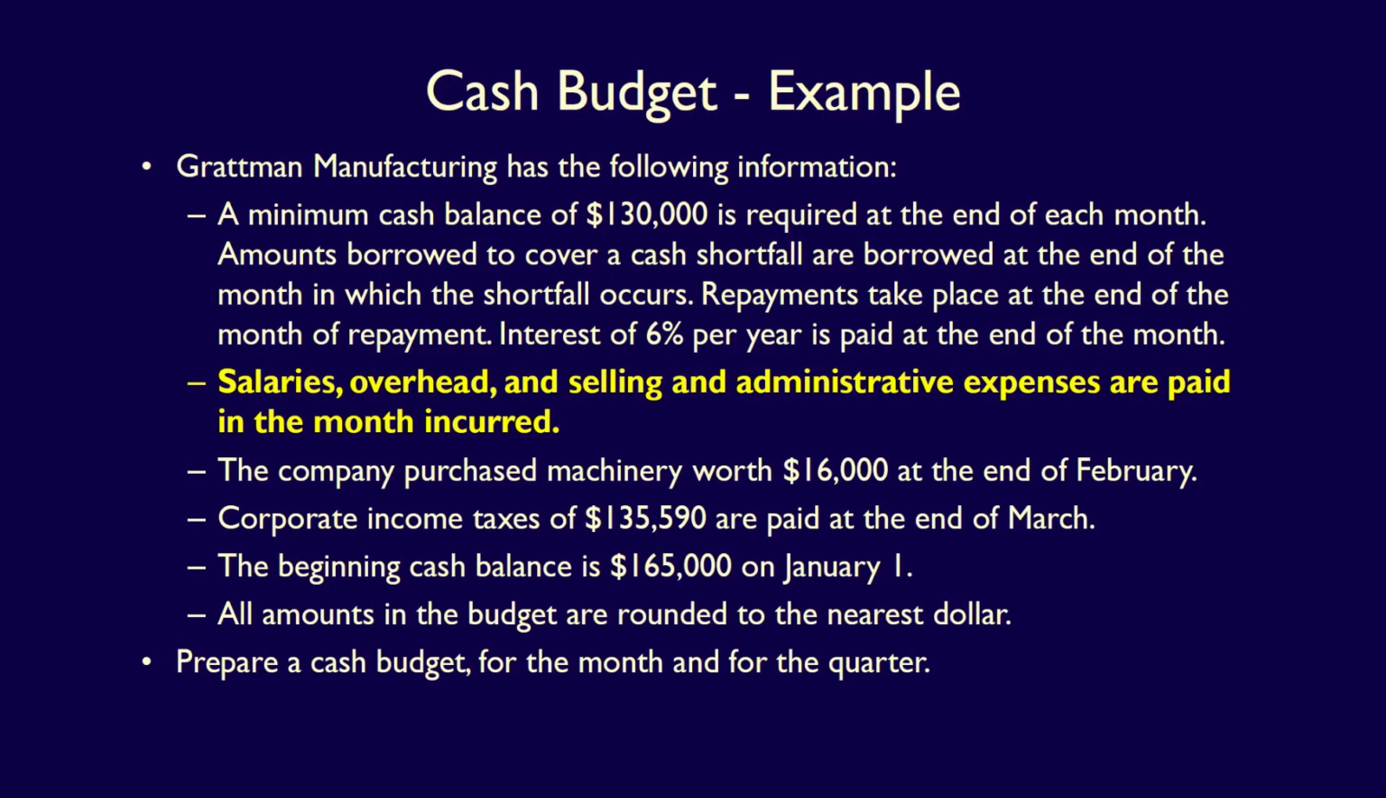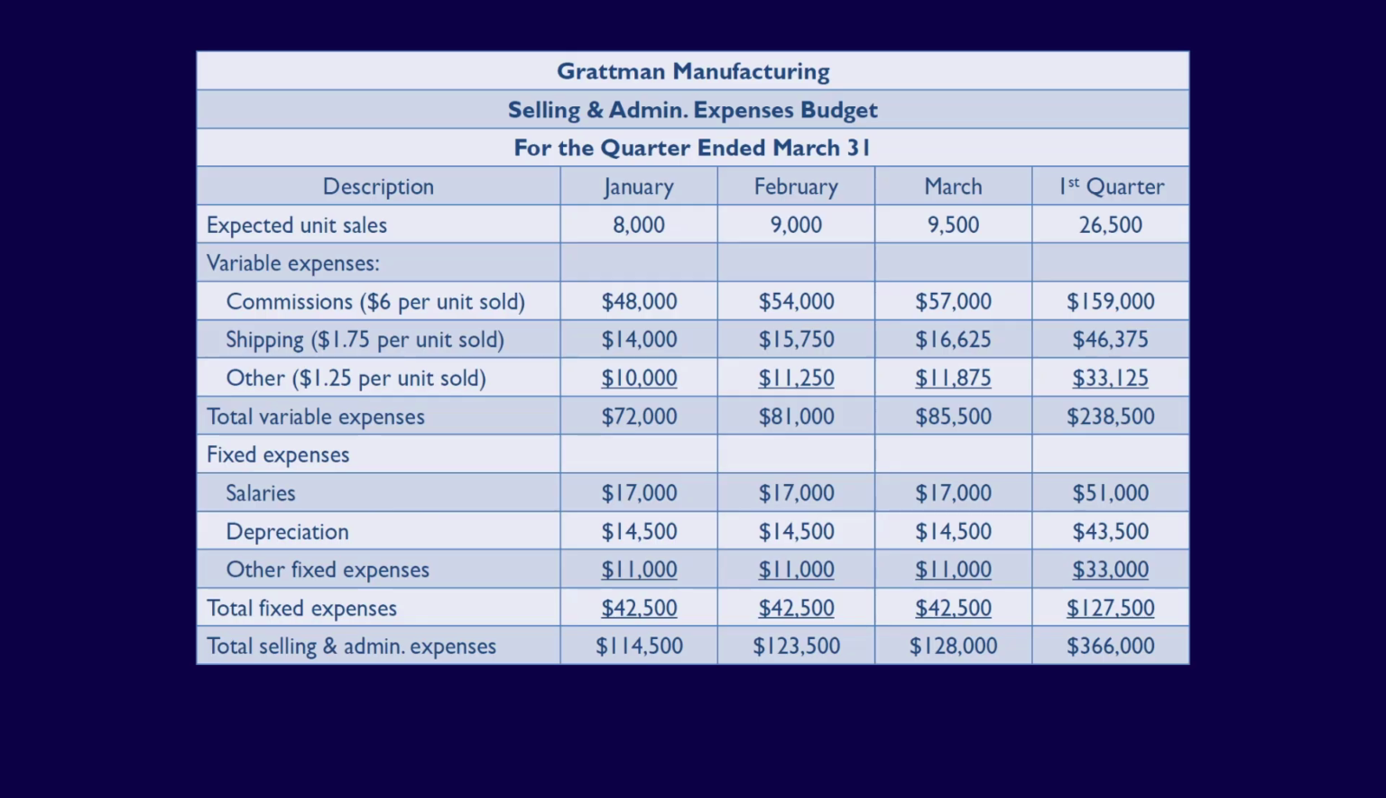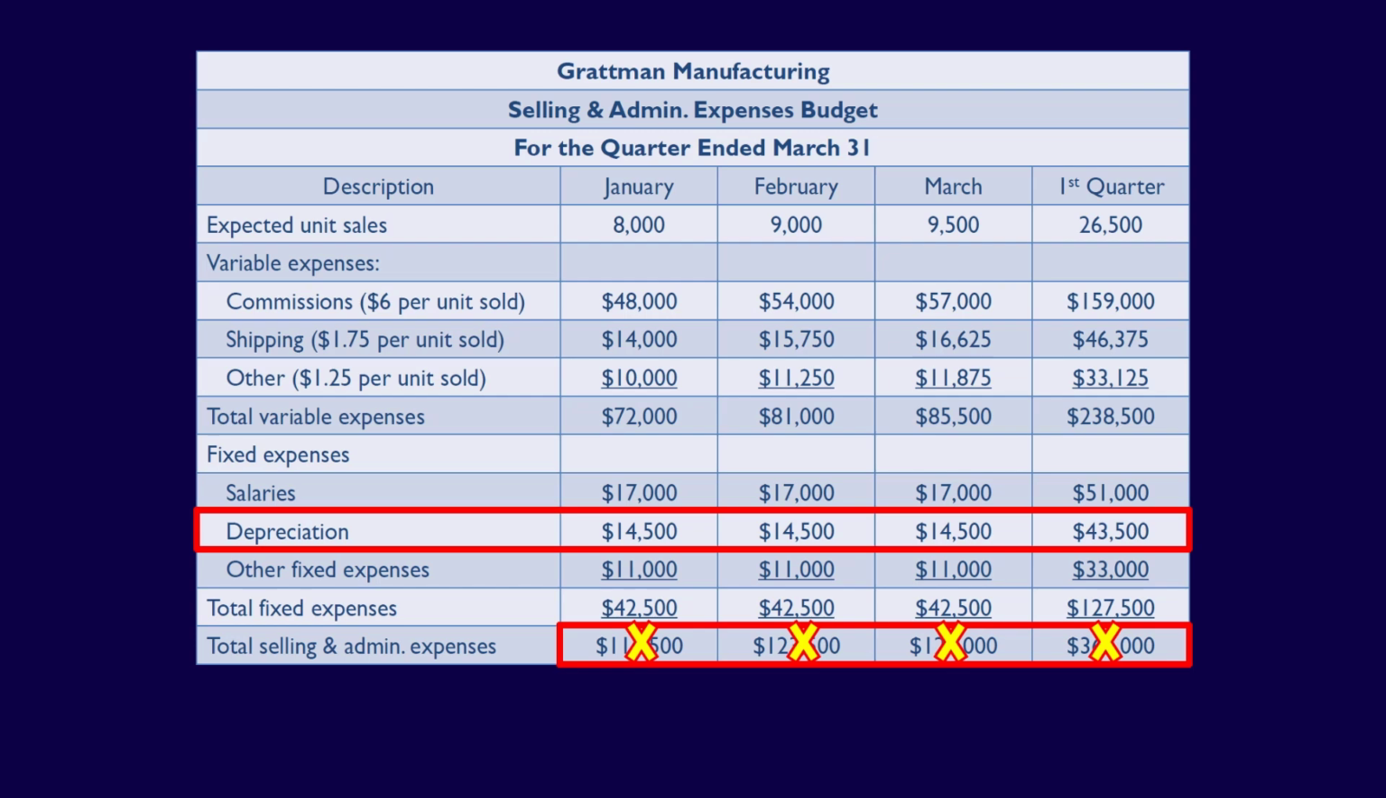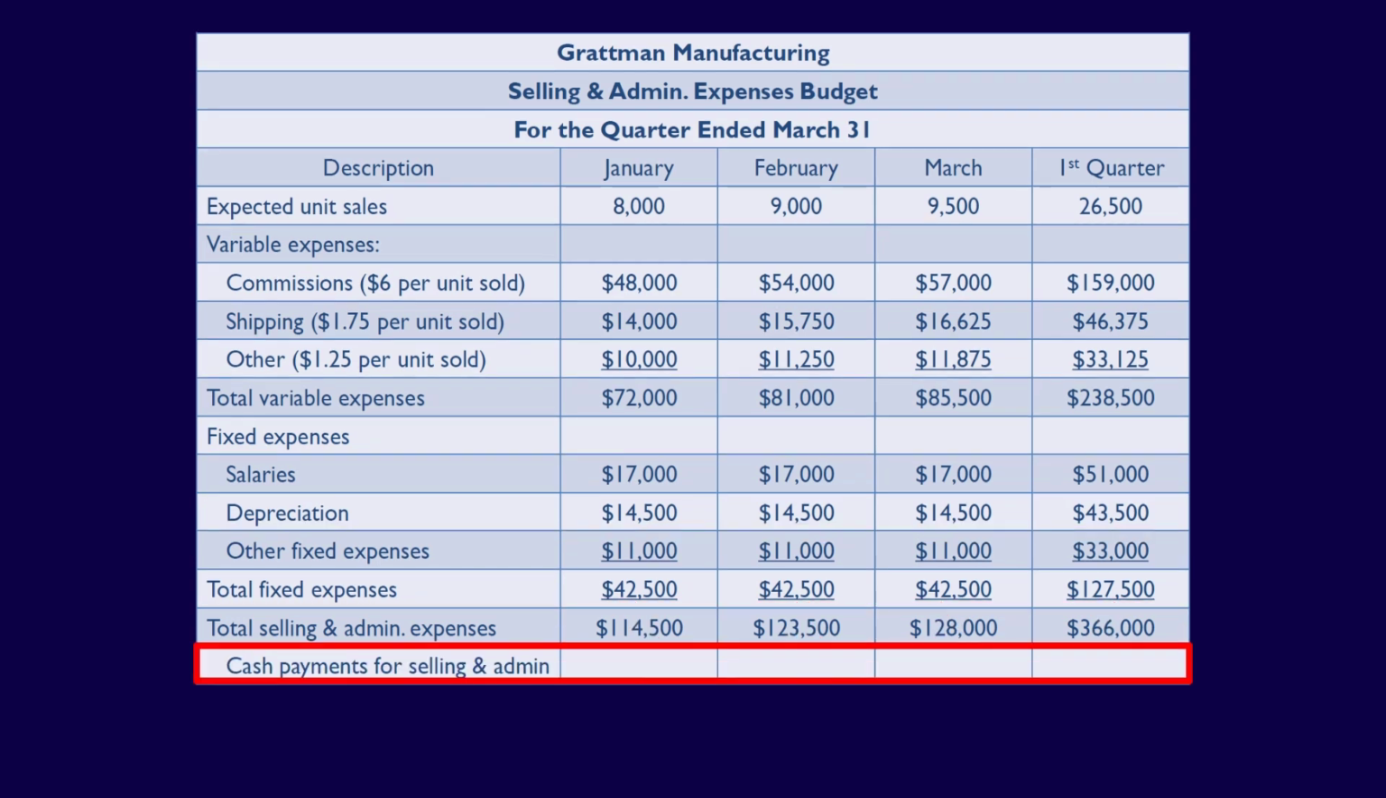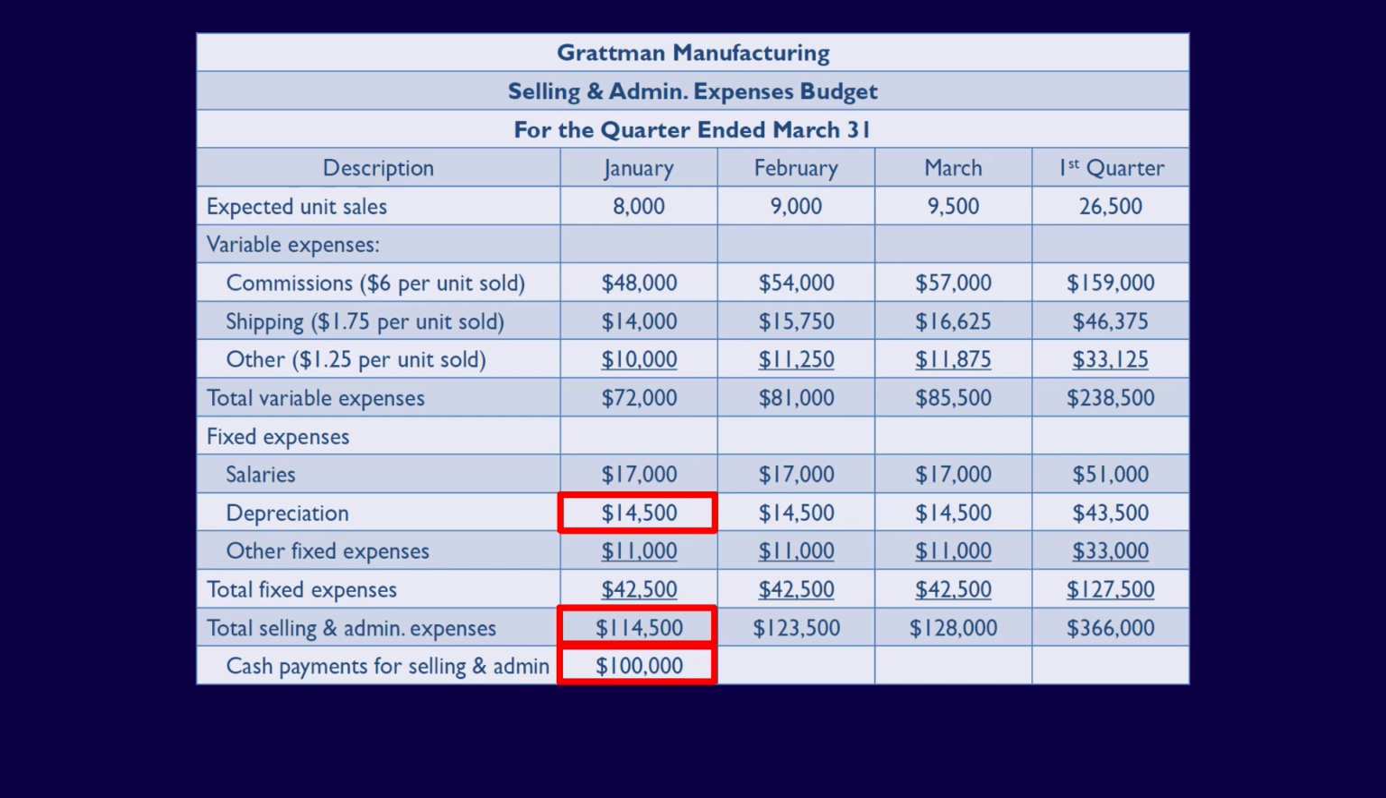Looking at the question, we know that these expenses are paid in the month incurred, and we get the amounts from the selling and administrative expenses budget. Notice something important? We have total selling and administrative expenses in the last row, but we can't use those totals because they include depreciation of $14,500 per month and $43,500 for the first quarter. Again, we have to add an additional row at the bottom of the budget to determine the cash payments for selling and administrative expenses. For January, $114,500 minus $14,500 is equal to $100,000, which is the cash payment for January.